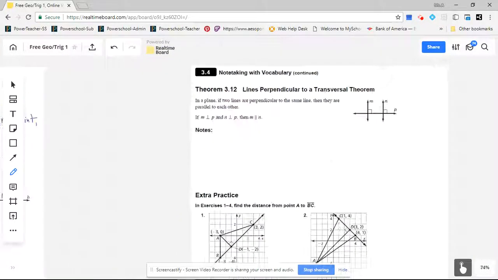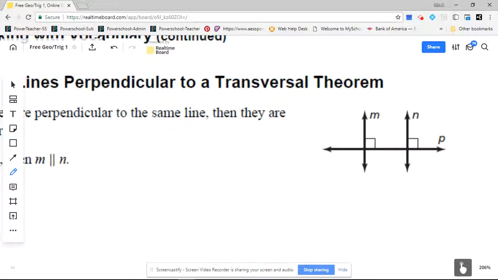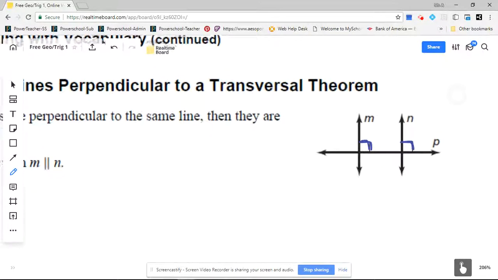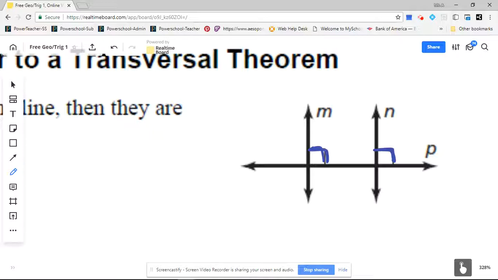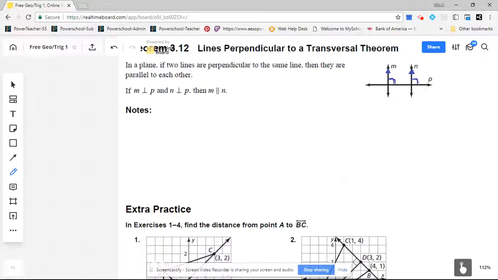And then there's one last theorem up here. It's kind of the converse of that. But if you've got M is perpendicular to P and N is also perpendicular to P, if they're both perpendicular to P, that means they have to be going the same direction. That means they have to be parallel. You can put the arrows up here because they would have had to have been parallel for them to both be perpendicular. If they're making right angles to P, both of them are making right angles. That means they're going the same direction. So that was your couple theorems.